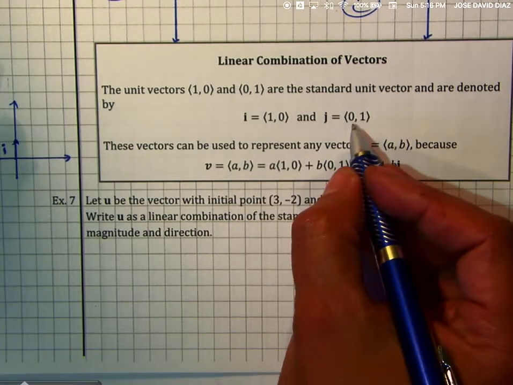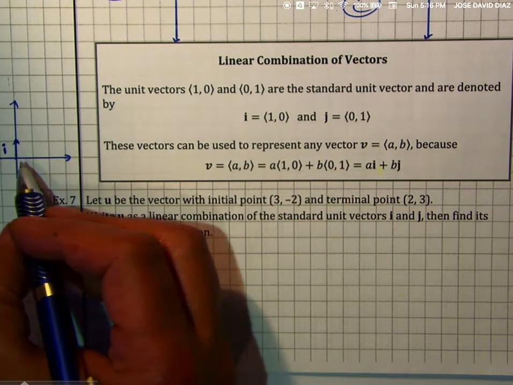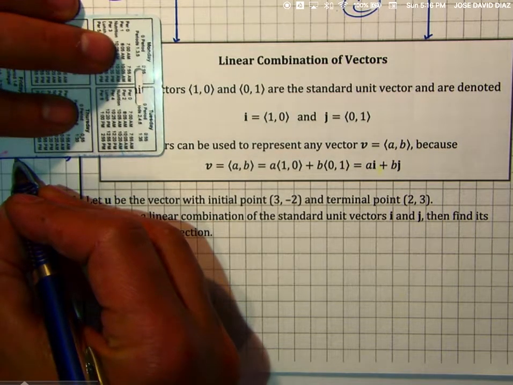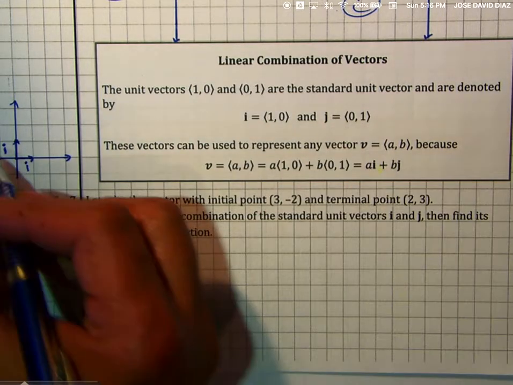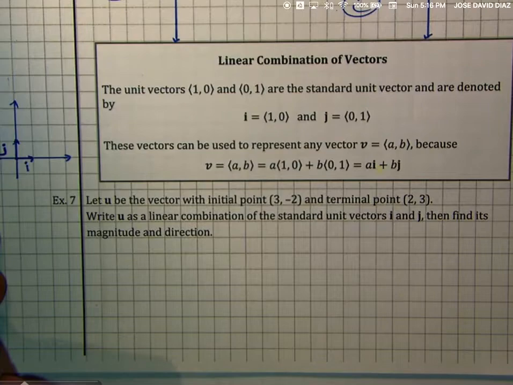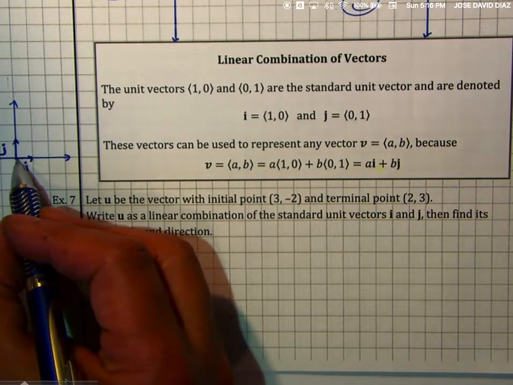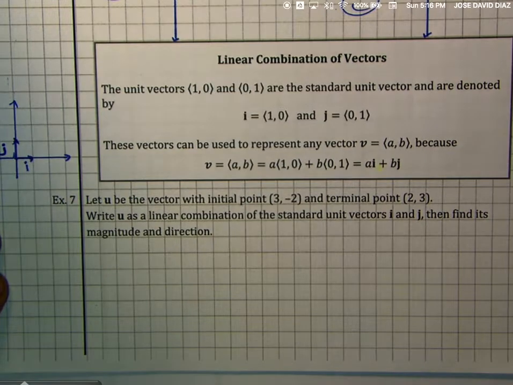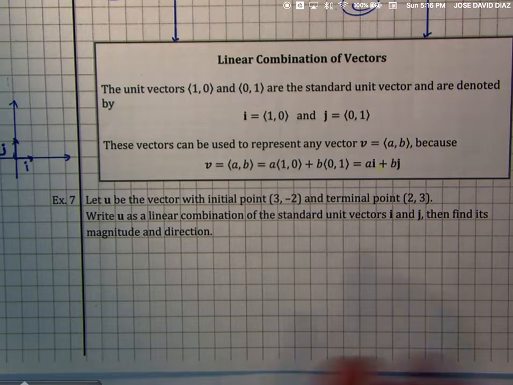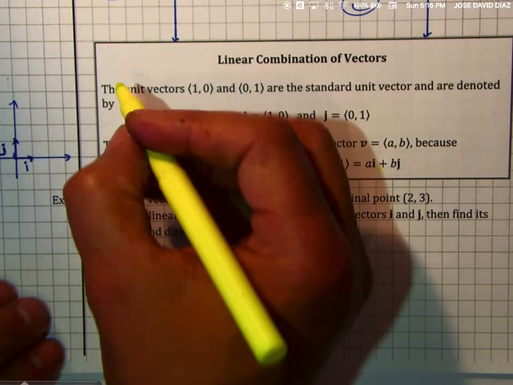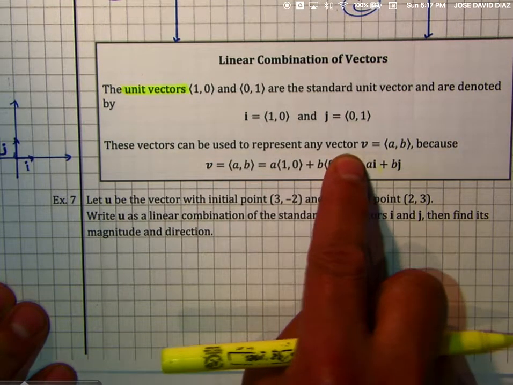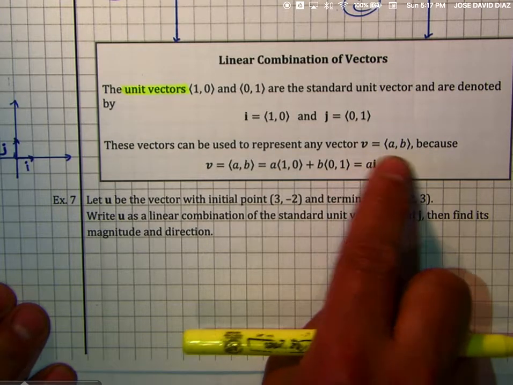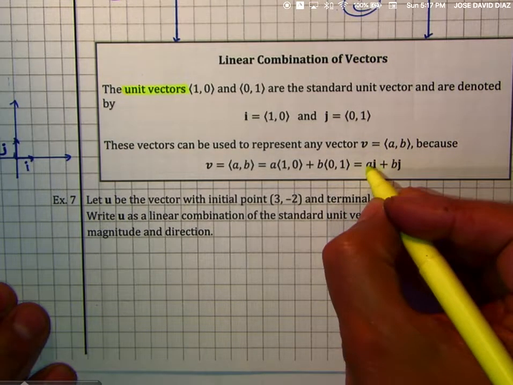And this vector is, that's not correct. Do you guys see it? So this is I, just 1, 0. J is 0, 1. This is J. So our unit vectors, your X is I, your Y is J. And those are your unit vectors. These vectors can be used to represent any vector V equals AB, and we are going to rewrite them in the following form.